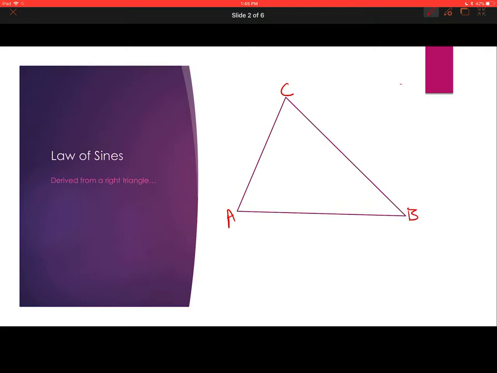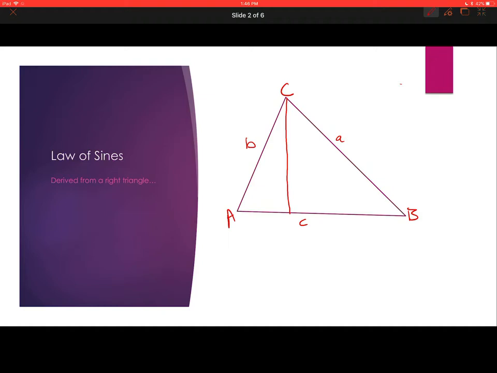We need an oblique triangle, and we'll call it triangle A, B, C. The capital A, B, and C stand for the angles, and the little a we'll put across from angle A represents the side length, and the little b across from angle B represents the side length there, and the little c represents the side length across from angle C.